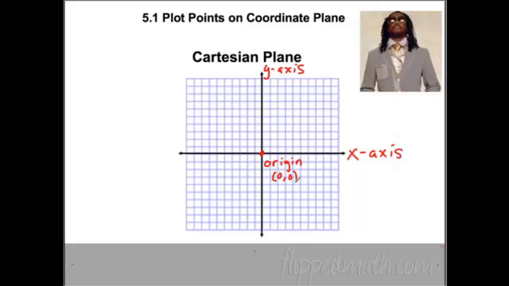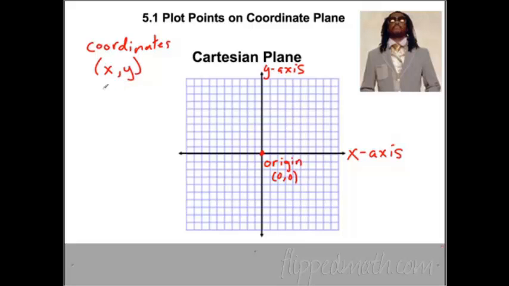So we've got the x and y axis, we've got this origin at 0, 0. So how do we name points? These are called coordinate points. So that's why it's the coordinate plane. We're going to name coordinates. So how do we name coordinates? It's nice and easy. It's x comma y.